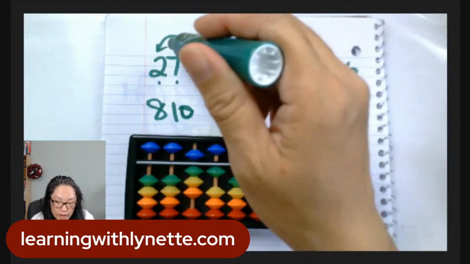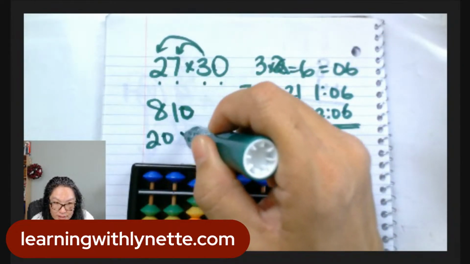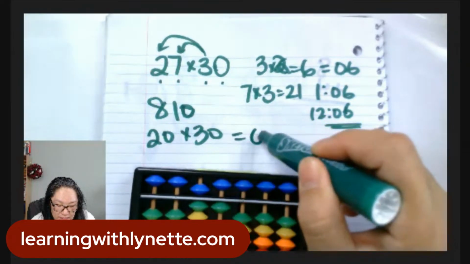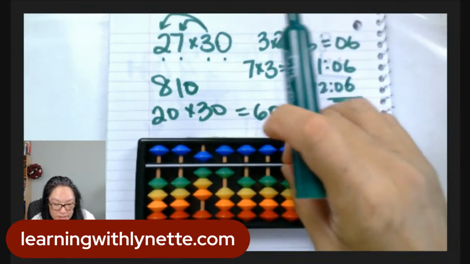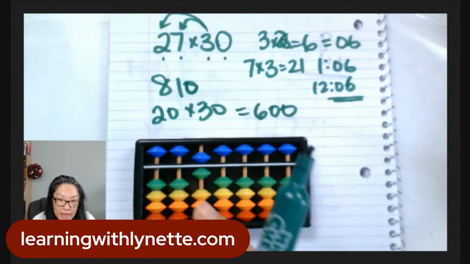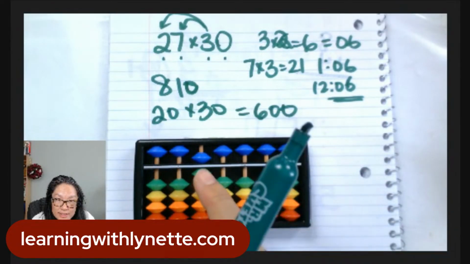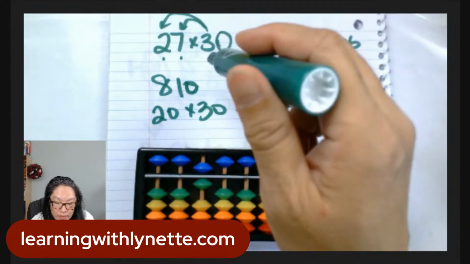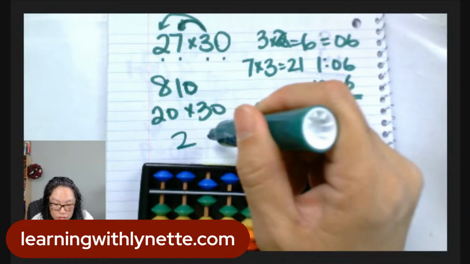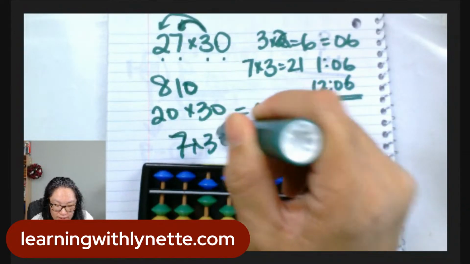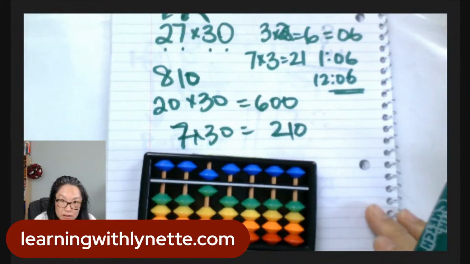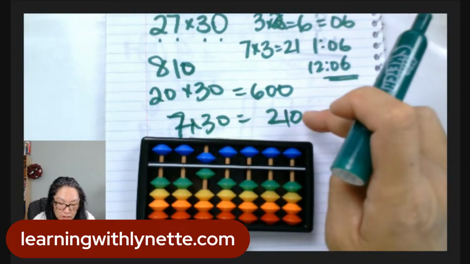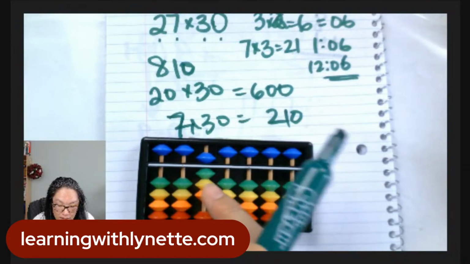So when we look, we're not doing 20 times 30. We don't need to say 600, right? The reason why is because the abacus does it for me. It's already here. 6 is already on the 600. And then what are we going to do? 7 times 30 is equal to 210, right? So instead of doing 210, I just go 20, I go 1.